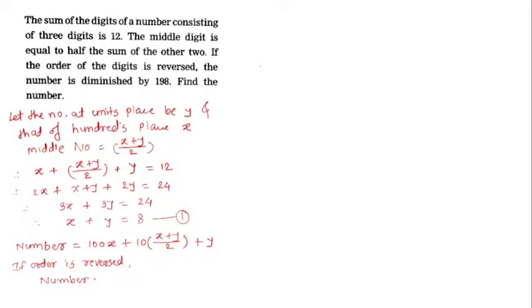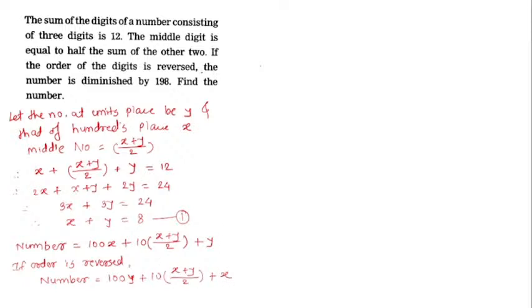ऑर्डर रिव्हर्स करायची याचा अर्थ हे जे डिजिट्स आहेत 100 प्लेस, मिडल टर्म आणि टेन्स प्लेसचे ते रिव्हर्स करायचे. म्हणजे जे युनिट प्लेसला आहे ते 100 प्लेसला घ्यायचं आणि 100 प्लेसला आहे ते युनिट प्लेसला घ्यायचं आणि मिडल टर्म जे आहे ती बदलणार नाही, ती मिडलच राहणार आहे. मग इथे नंबर चेंज कसा होईल. 100 इंटू x ऐवजी होईल 100 इंटू y प्लस मिडल टर्म ॲज इट इज 10 इंटू x प्लस y डिवायडेड बाय 2 प्लस आणि y च्या ठिकाणी घ्यायचंय x.